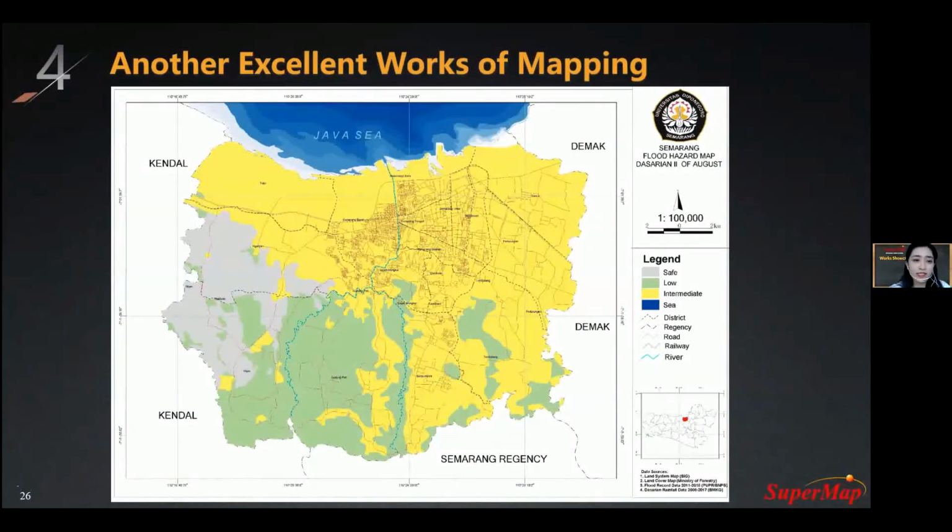And there's another excellent work of the mapping. This map is a flood hazard map. And this legend represents the safe area, the intermediate area, and the low area.